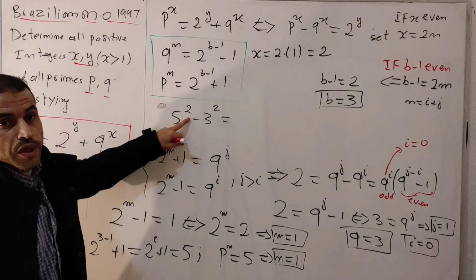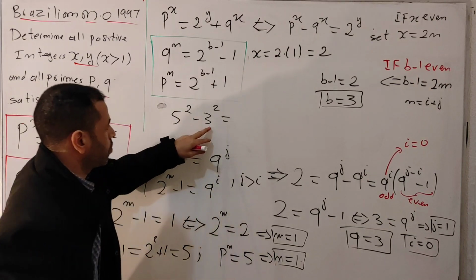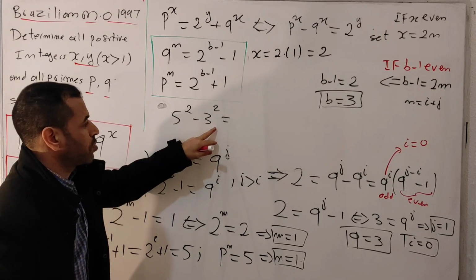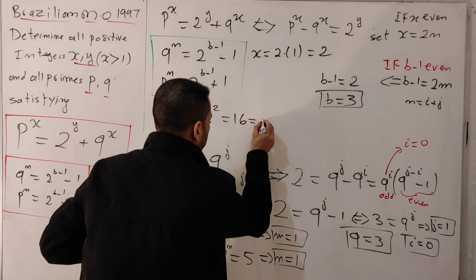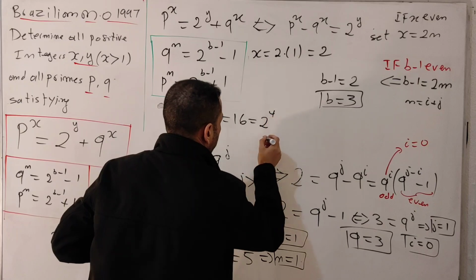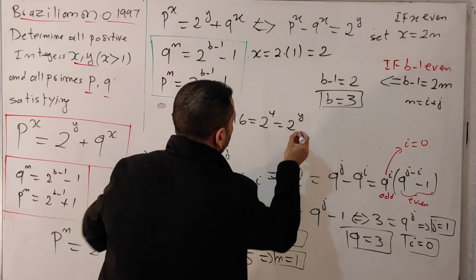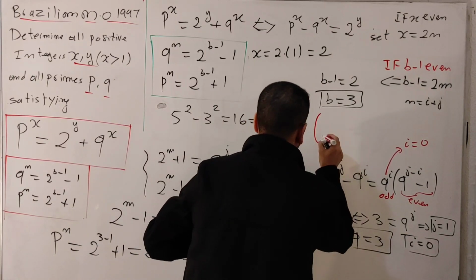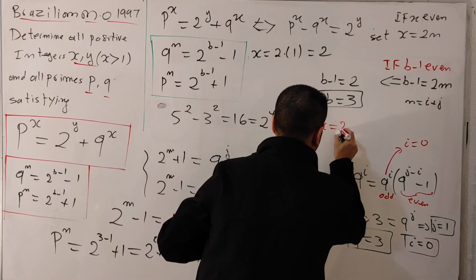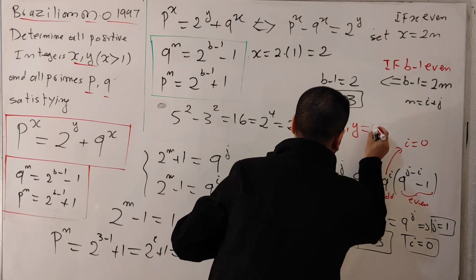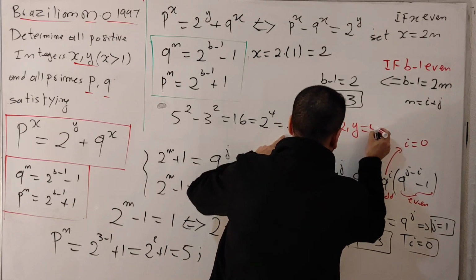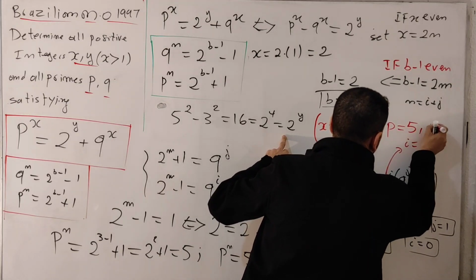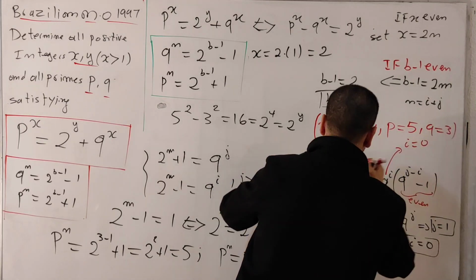This one, 5 squared, is giving us 25. 25 minus 9. This is 25, this is 9. That means 25 minus 9 is giving us 16. 16 will be written in this form, 2 to the 4 equals 2 to the y. Now I found y. Now I found the following solutions. We'll have x equals 2 and y equals 4 and p equals 5 and q equals 3. Okay, now we are done with this problem.